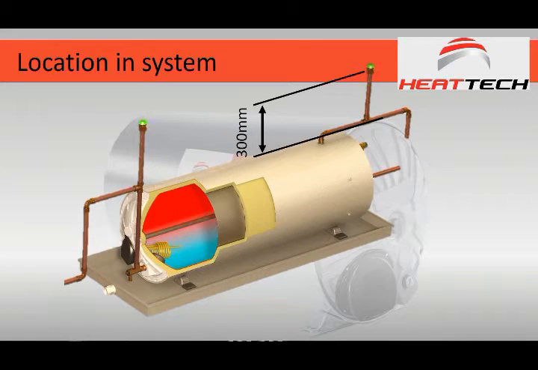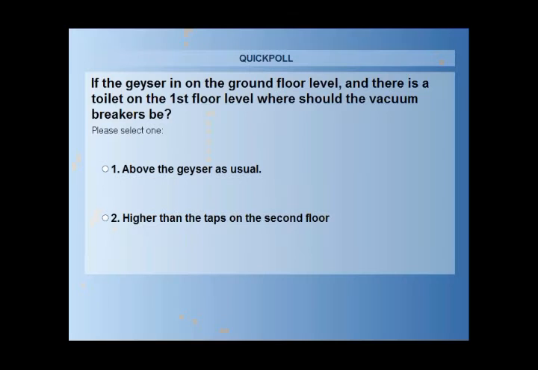Thank you very much. And the next poll is a very difficult one. You have two possible answers. If a geyser is on the ground floor level and there's a tap on the first floor level, where should the vacuum breakers be?